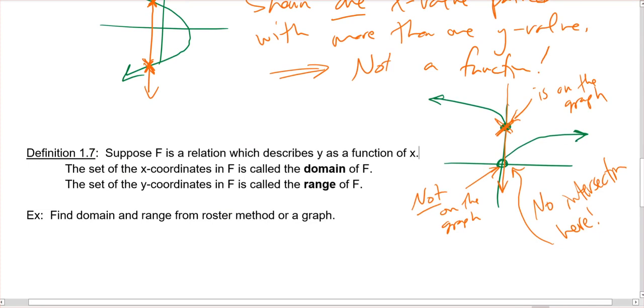So be careful with these. When we have an open dot versus a closed dot, be careful with that, because the vertical line is only going to intersect the graph where the graph exists. The open dot means the graph does not exist at that point. Okay, great.